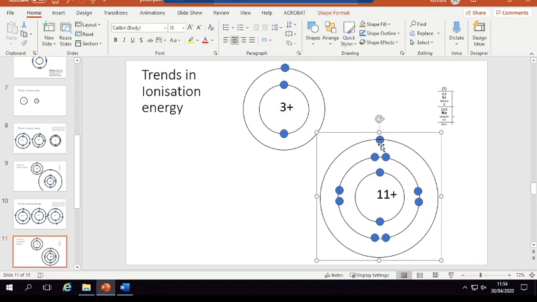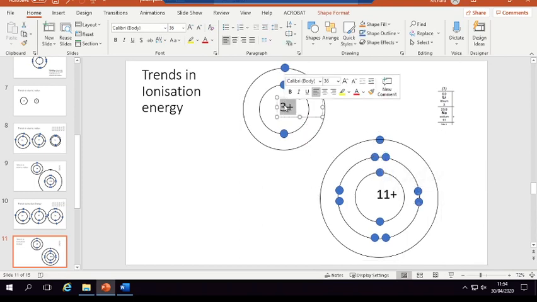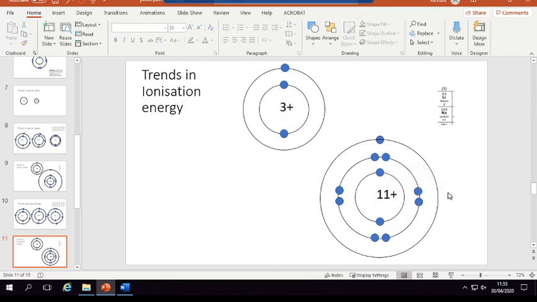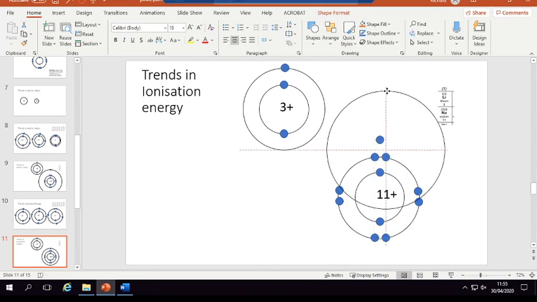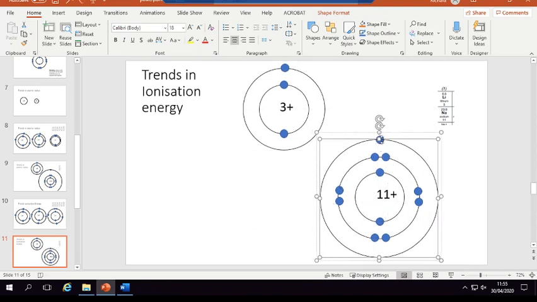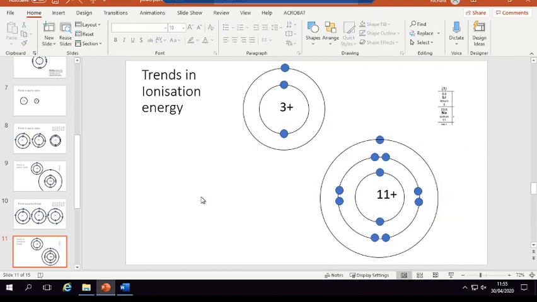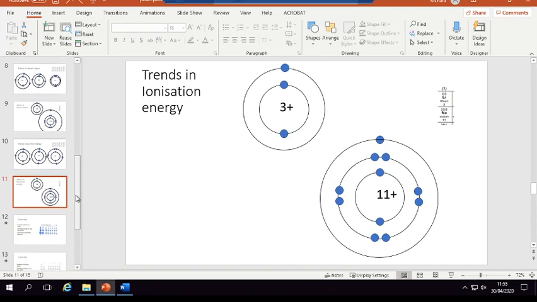So this one, you might be tempted to think, well, that's an 11+ charge. That was only a 3+. This one must be much harder to remove the electron. Well, no, because of the shielding and the distance, you can see here, this, oops, it's not working particularly well. This is very easy to remove. Well, you get the idea. So that one is quite easy.